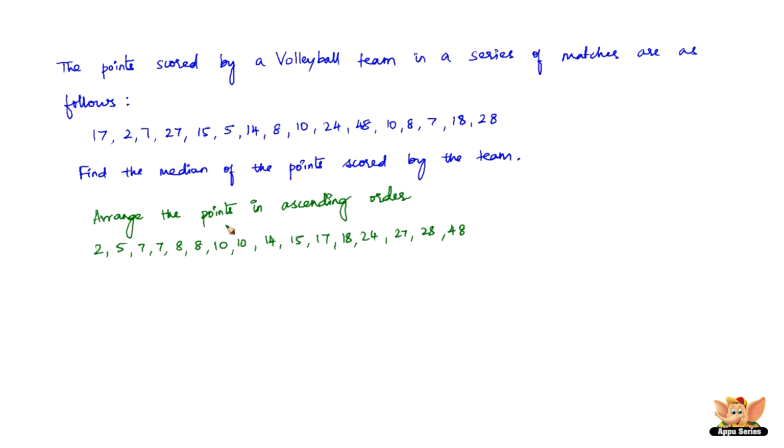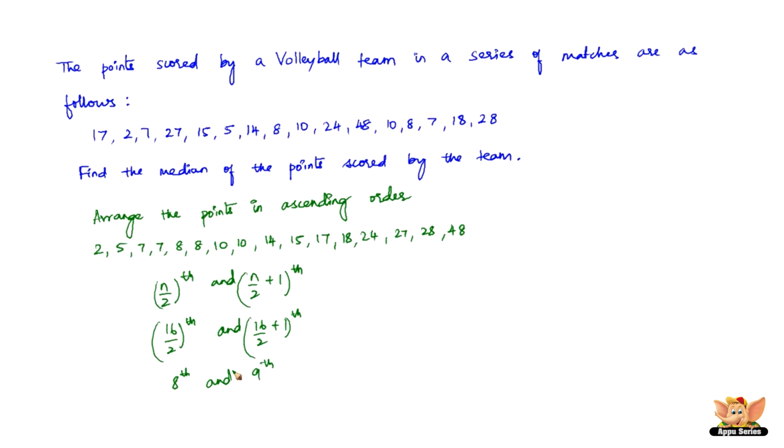So the given number of observations in this particular problem is even. So therefore, we have two middle terms here. That is nothing but the n by 2th term and the n by 2 plus 1th term. So we need to find both of them and find the mean of them. So n is 16. So 16 by 2 and 16 by 2 plus 1. 16 by 2 is 8, and 8 plus 1 is 9. So the 8th and the 9th terms are the two middle terms.